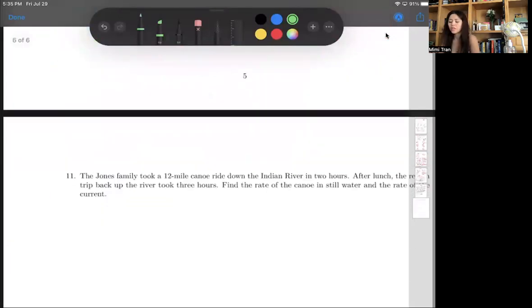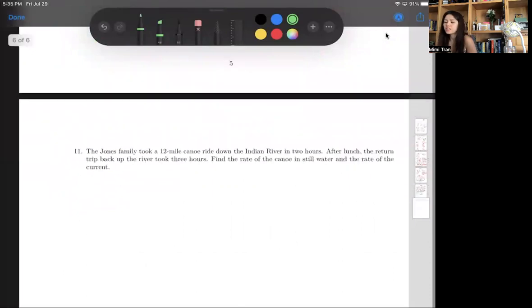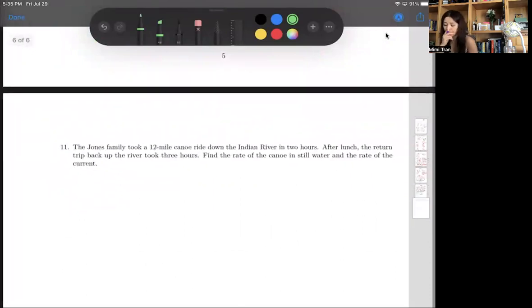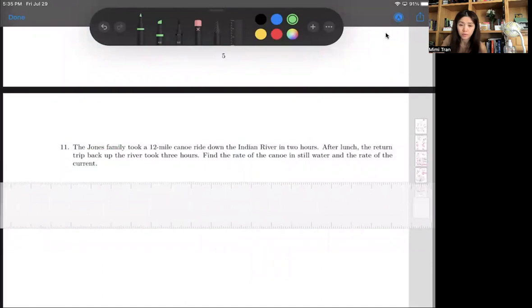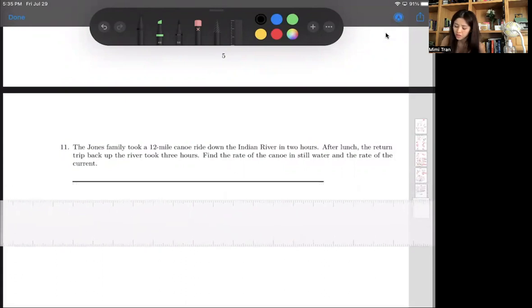All right, number 11. This one is not that challenging, but it requires a little bit of common sense, right? First thing first, I'm going to draw a little summary. I recommend you learn how to do this. It's very helpful for the exam. I'll remind you again in the lecture.